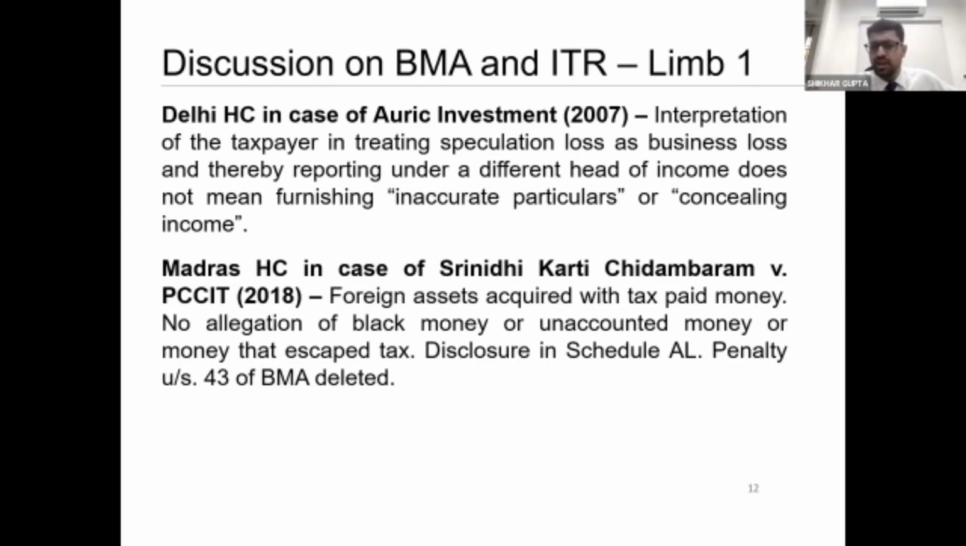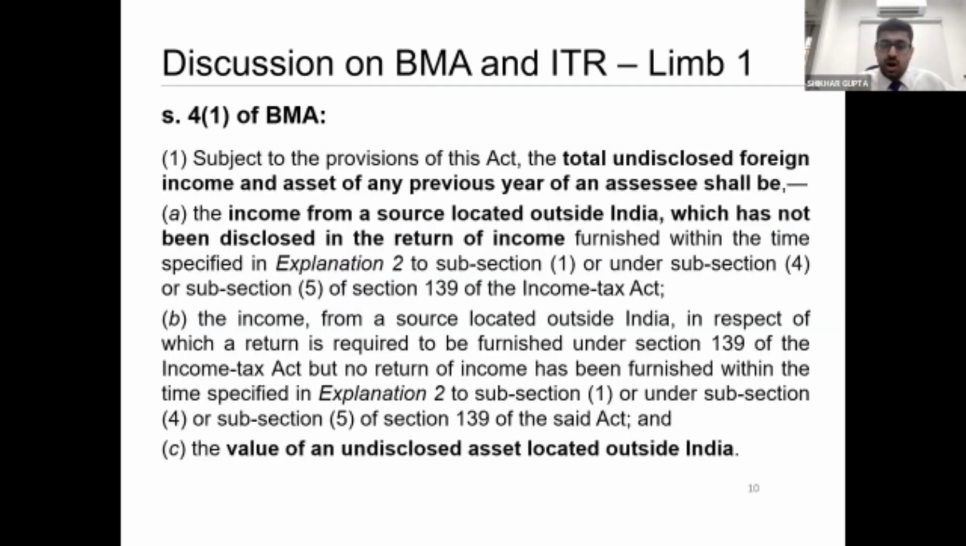So there, when there is no allegation of any unaccounted money or any black money, then can you trigger black money law or evasion of black money law? So considering this and the other merits of the case, Madras High Court specifically deleted the addition of 10 lakh rupees, noting कि tax paid money है and disclosure schedule AL में है. There is an obligation, there is no allegation of unaccounted money. So penalty under 43 can be deleted in this case.